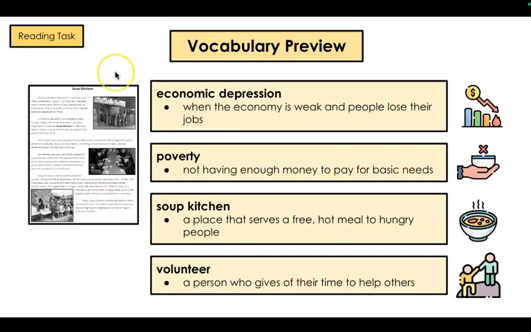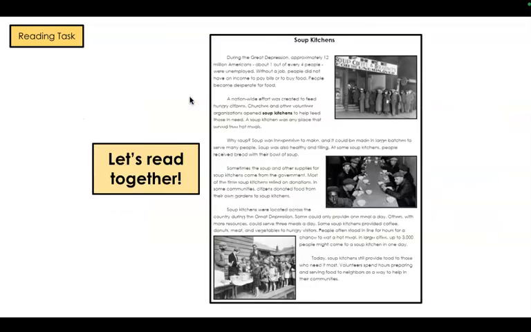So you should have this passage from the substitute. Make sure it says soup kitchens at the top. Economic depression, we've kind of talked about when the economy is weak, not making a lot of money, and people lose their jobs. Another word we need to know is poverty, not having enough money to pay for your basic needs. Notice it doesn't say wants. And then soup kitchens, a place that serves free hot meals to hungry people. And then volunteer, a person who gives of their time to help others.